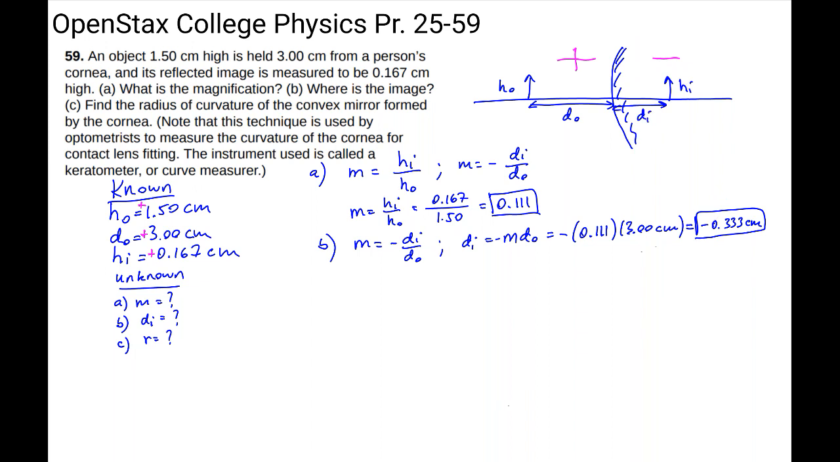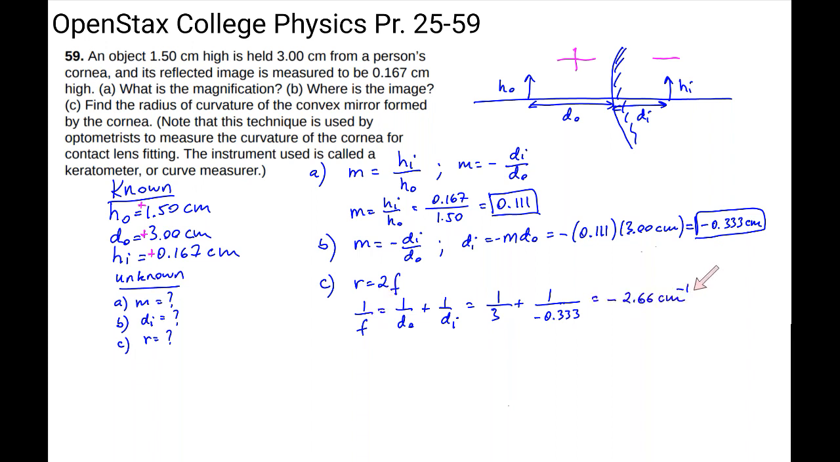Okay? Third part, we want a radius. The radius is actually twice the focal length. So we can solve for the focal length, and we use the mirror equation. 1 over f is 1 over do plus 1 over di. Do is 3 centimeters. Di is, what is di? Negative 0.333. And when we plug in the numbers, we get negative 2.66 centimeters to the negative 1, because we have just solved for 1 over f.